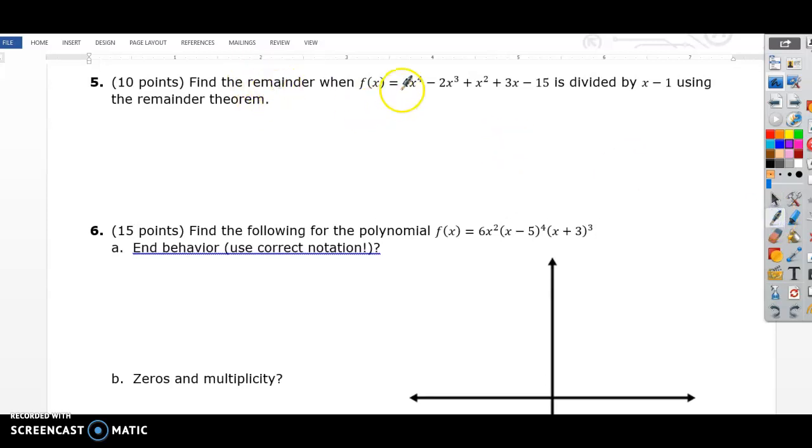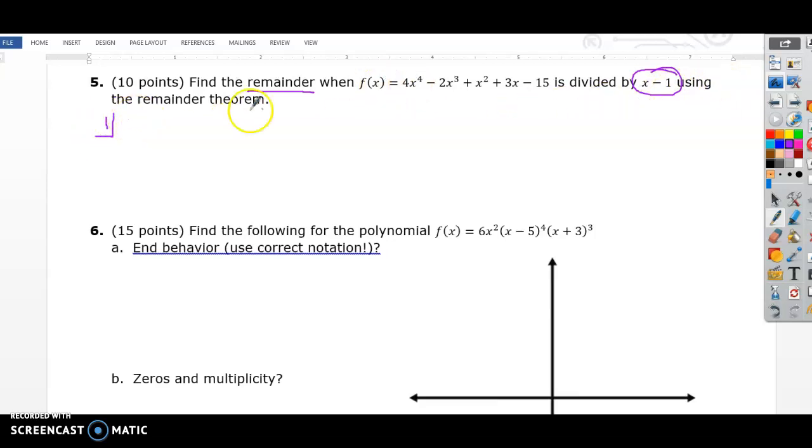So find the remainder when f of x equals 4x to the fourth minus 2x to the third plus x squared plus 3x minus 15 is divided by x minus 1 using the remainder theorem. So remainder theorem, I'm just going to find the remainder when I use synthetic division. If this is what I'm dividing by, so that's x minus 1, that means my factor is going to be plus 1.